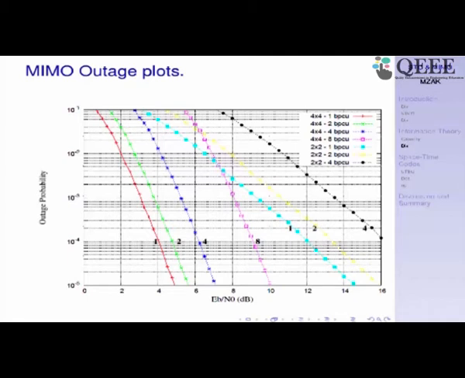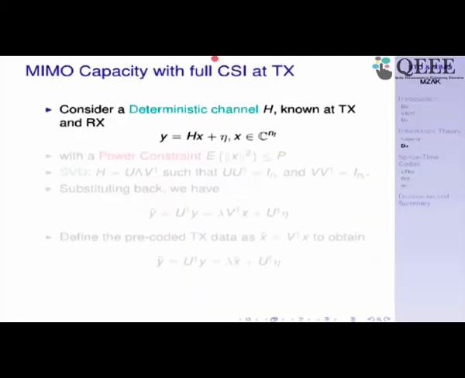Okay. So as an exercise, I will request you to derive the C epsilon outage capacity for general MIMO channels, for at least 2 cross 2 and 4 cross 4, and see how the curves are. In case you want to make things clear.